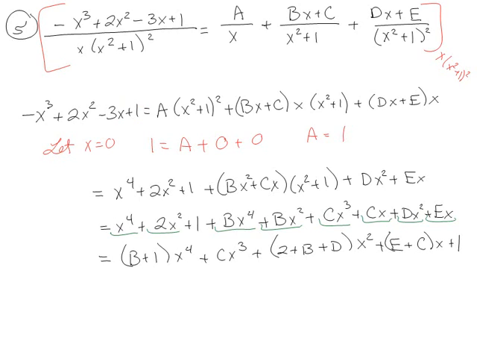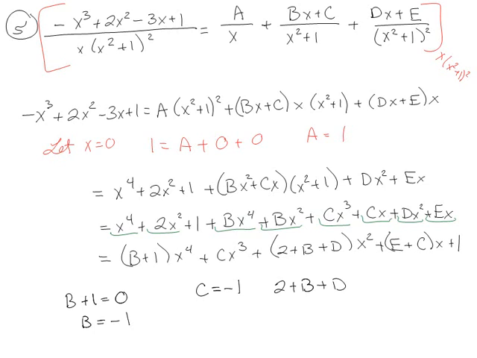But if I equate coefficients, there is no x to the 4th term. So that means that b plus 1 has to be 0. So that means b is negative 1. Alright. If I equate the cubed terms, c has to equal negative 1 because the coefficient for the x cubed is negative 1. This isn't bad at all.